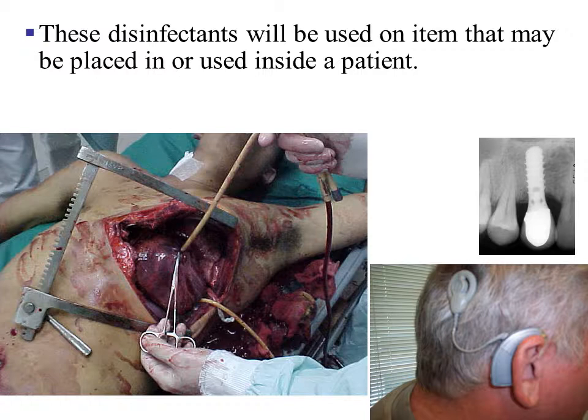the body. So in this image, we're looking at a cadaver where the chest cavity has been opened. In this cavity, we have some plastic tubes to suck out the blood as they are operating. Those plastic tubes were disinfected with a chemical that is in the high category.